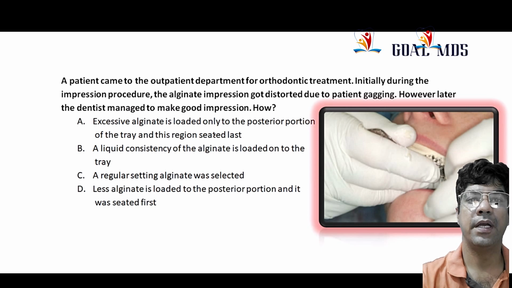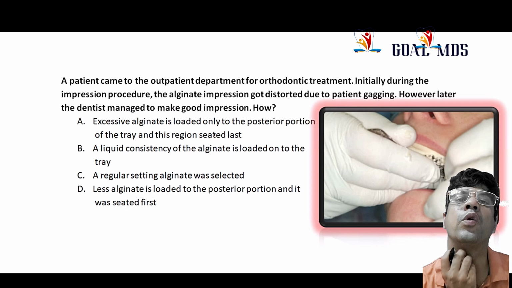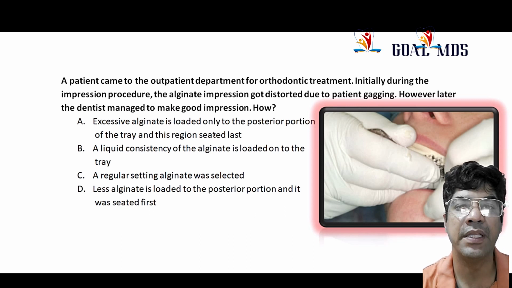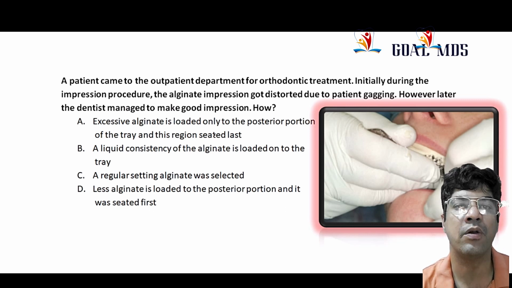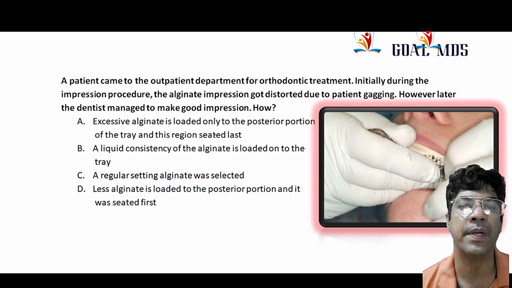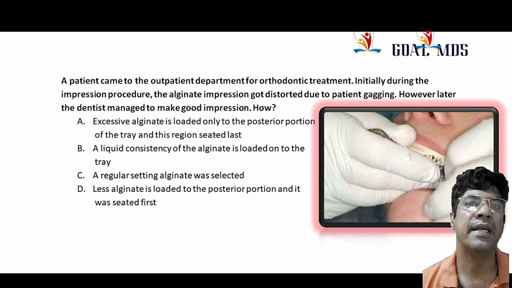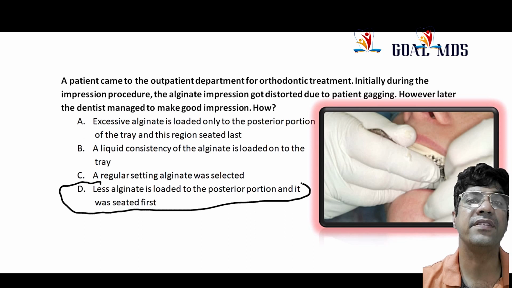A patient came to the outpatient department for ortho treatment. Initially, during the impression procedure, the alginate impression got distorted due to the patient gagging. However, later, the dentist managed to make a good impression. How? Excessive alginate is loaded on the posterior portion of the tray and this region is seated last. So your answer would be: less alginate is loaded to the posterior and it was seated first.